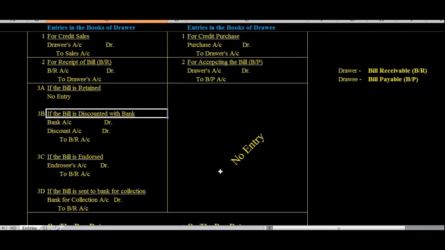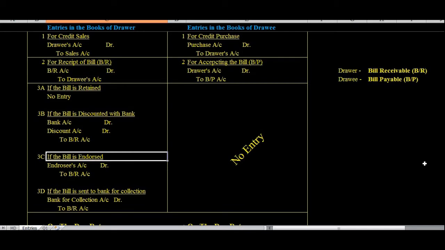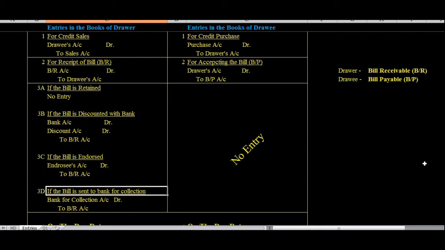Alright. Now, if the drawer endorses the bill to his creditor, in that case, the journal entry becomes endorsee's account debit to bills receivable. Endorsee is the person to whom the drawer is giving the bill. And let's look at the last option. If the bill is sent to bank for collection, the bank for collection is the receiver and the bill is going out. Simple journal entry. Debit the receiver, credit what goes out. Bank for collection account debit to bills receivable account.